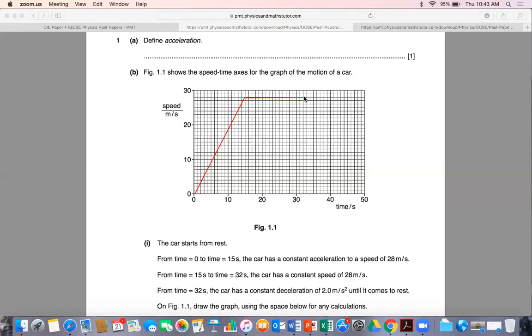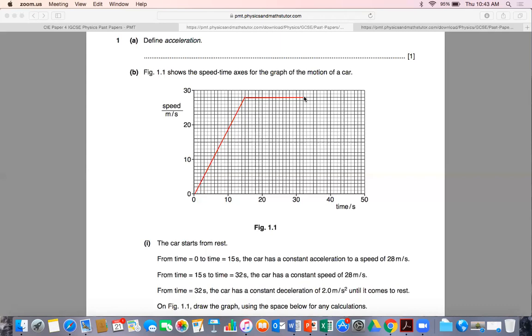Acceleration is equal to change in velocity over time. Change in velocity is 28 to 0, so 28. Time I want to find out. My acceleration, or in this case deceleration, is 2. So 2 equals 28 over t. So time equals 28 divided by 2, which is 14. That means after 14 seconds, it will come to rest.